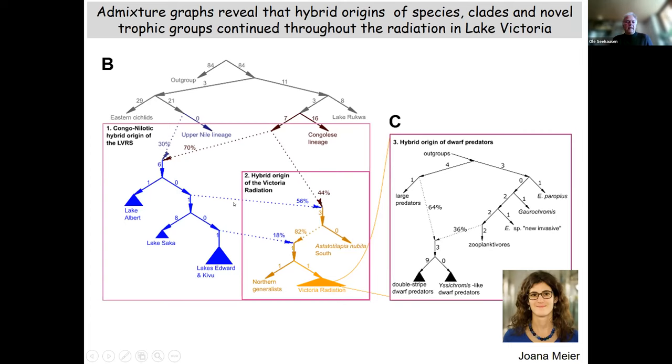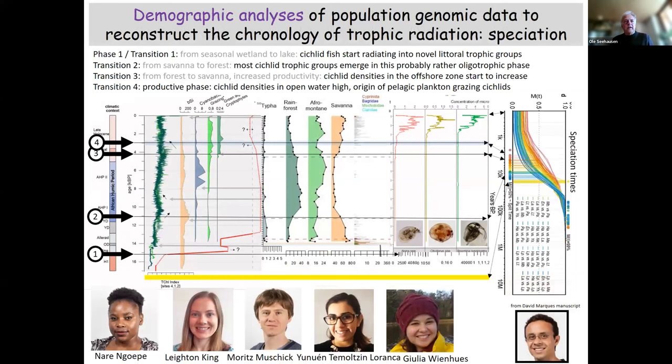Now she shows that after Lake Victoria emerged, it was colonized again by one lineage from here, another one from here that hybridized, and then again, and then within the Lake Victoria radiation, entire new trophic groups like dwarf predators, one trophic group that Joanna's been working on, have arisen through hybridization between zooplanktivores and large predators within Lake Victoria. So really this process of a mix of fission and fusion and remixing and selection on old genetic variation seems tremendously important.